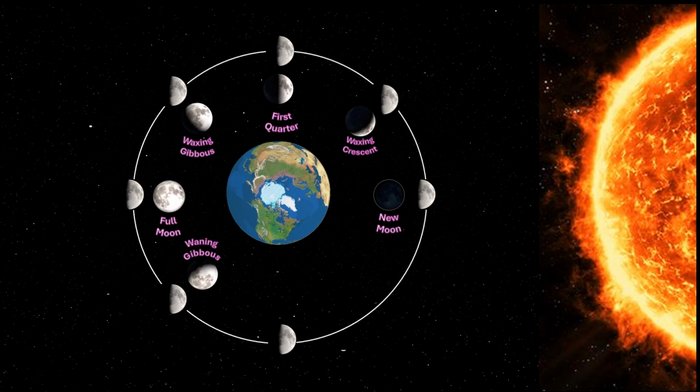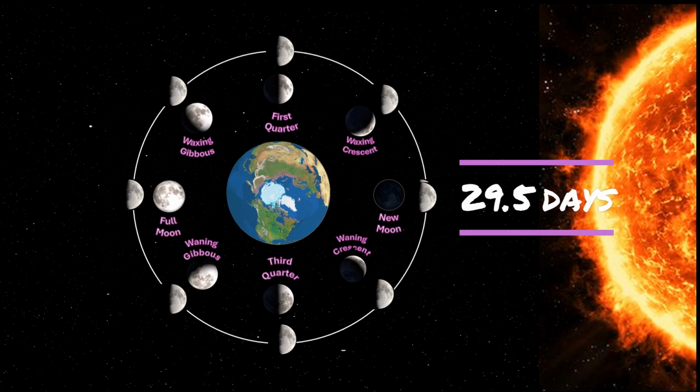The names of the two remaining moon phases are third quarter and waning crescent. And so, 29.5 days after its start, the journey of the Moon around the Earth is complete.